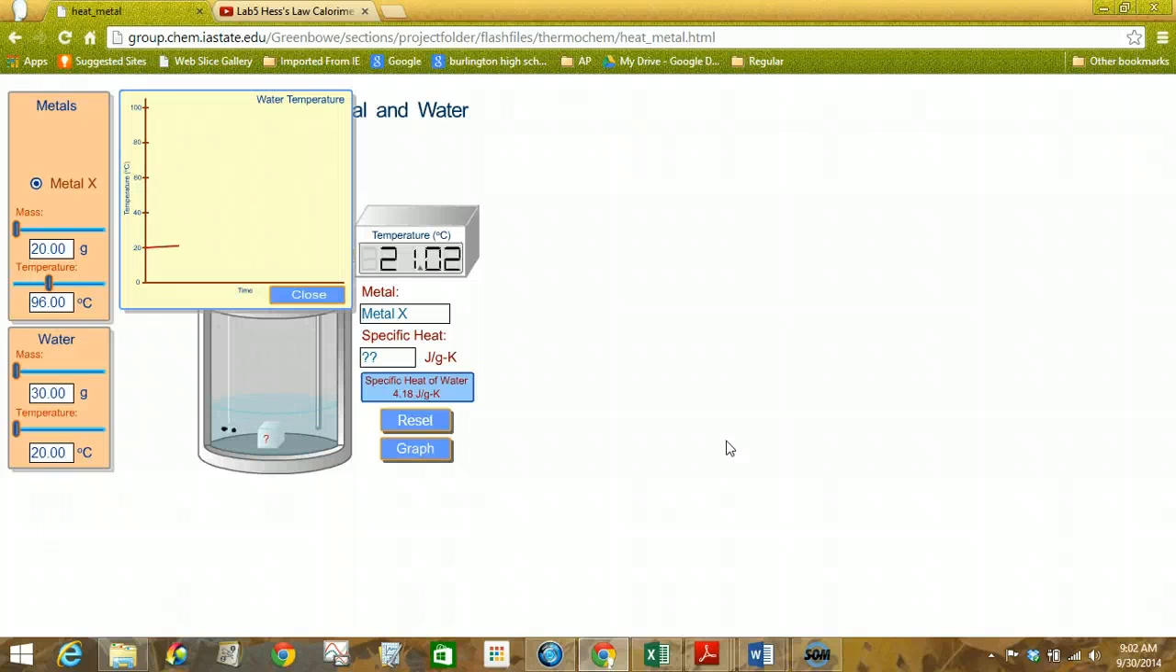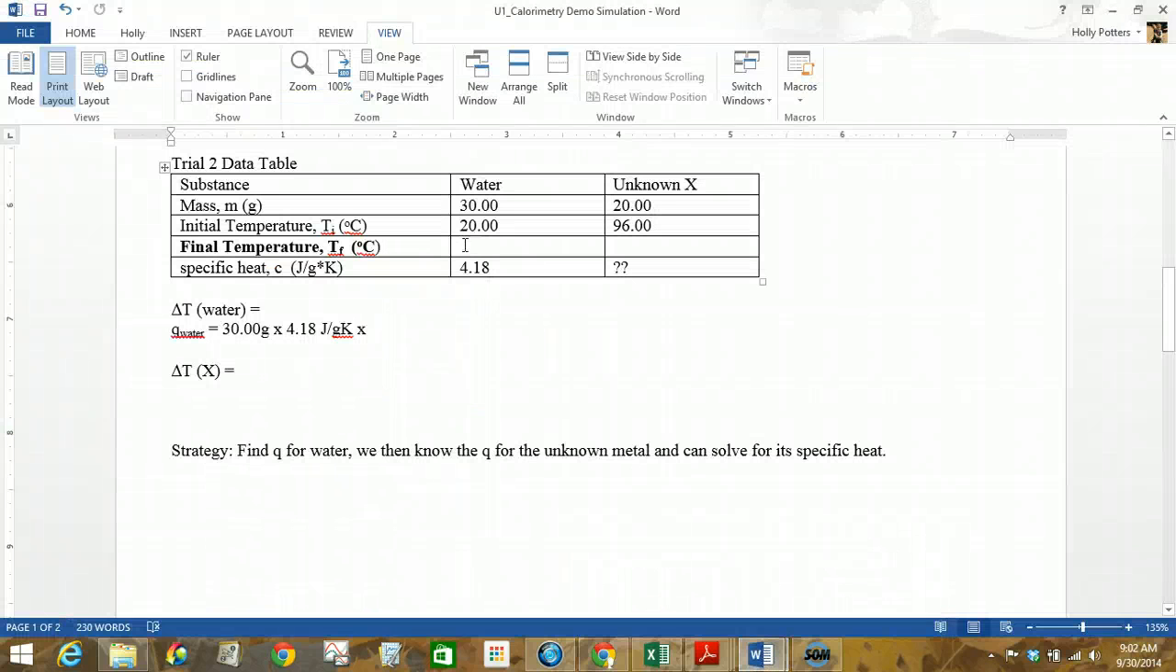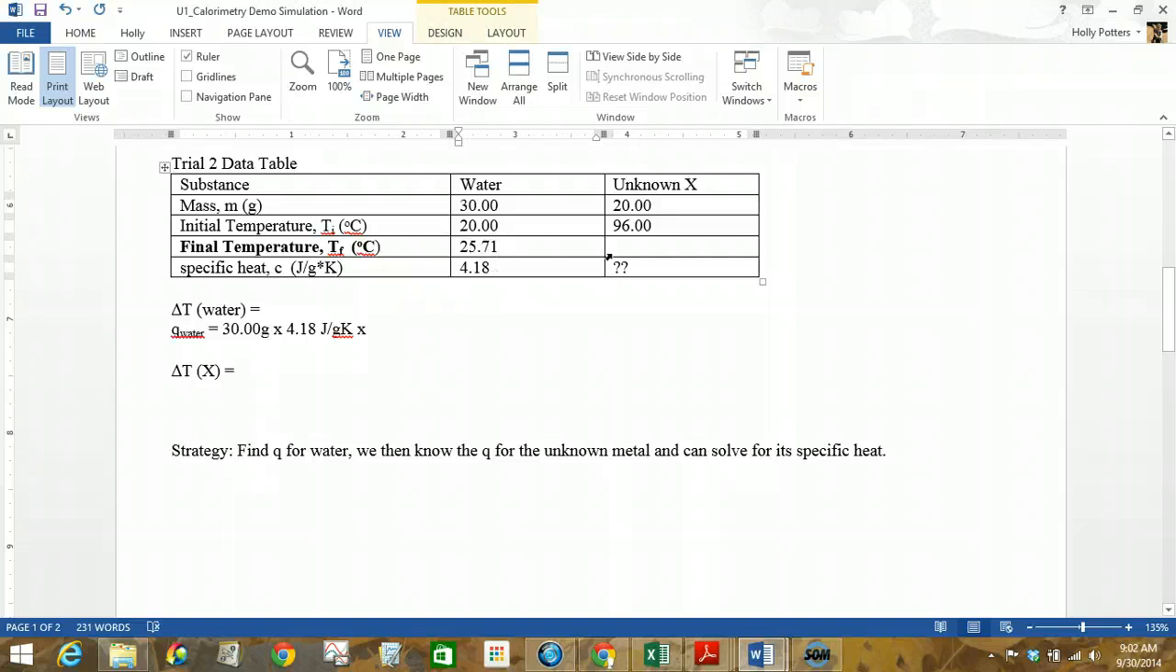So in this case, we're going to know the temperature change for water. We'll know the temperature change for the metal. We know the mass of the water. We know the mass of the metal. And with the information we have, we can calculate the energy that is gained by the water. And now what we know, based on the law of conservation of energy, is that the energy gained by the water must be equal to the energy lost by the metal. So we're getting 25.71, let's say, 25.71 for our final temperature. And again, that's going to be for both of these.